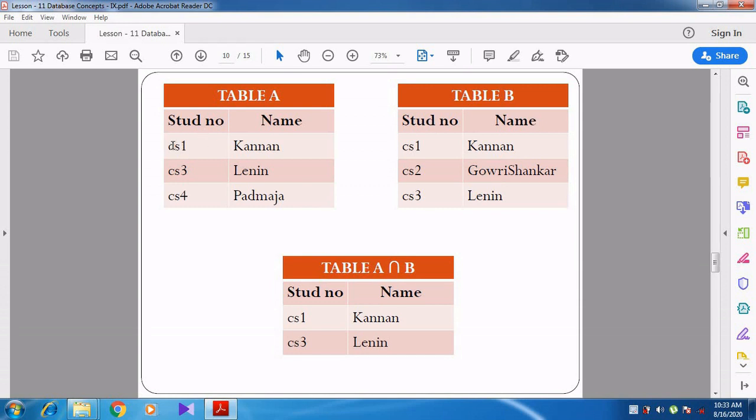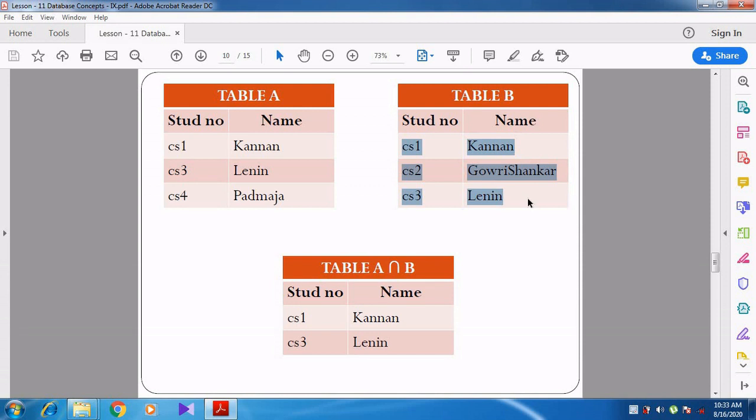The same table A: CS1 Kannan, CS3 Lenin, CS4 Padmaja. And here table B: CS1 Kannan, CS2 Gauri Shankar, CS3 Lenin. Now in table A and B, what are the tuples which are common?